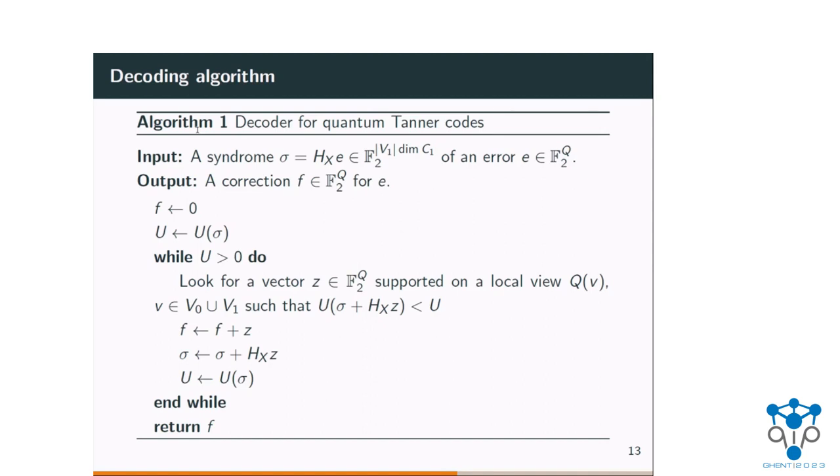So in the first step, we calculate the global potential. And while the potential is non-zero, we try to look for a flip set within some local view. We look in either a V0 or V1 local view for some flip set that would decrease this global potential. Essentially, we just keep doing this until we reach zero potential or zero syndrome, and then we output the total correction that we've done.